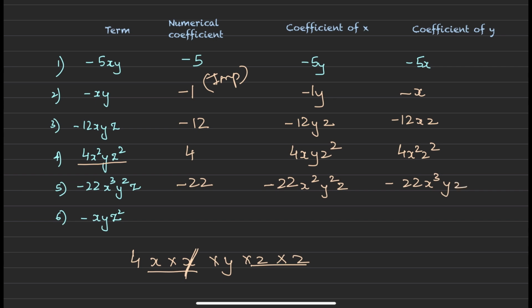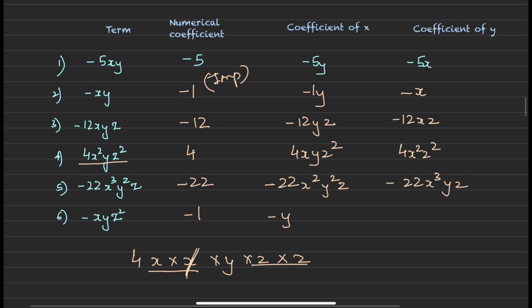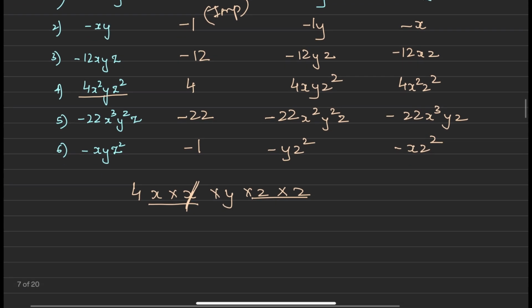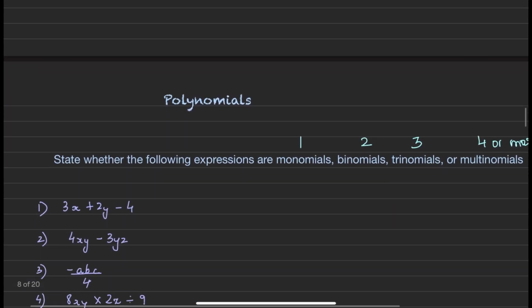Last one, the numerical coefficient, I've purposely repeated this, -1. Please don't forget -1. What is the coefficient of x? -yz square. Coefficient of y, -xz square. This is all that is there in coefficient. Very easy it is.